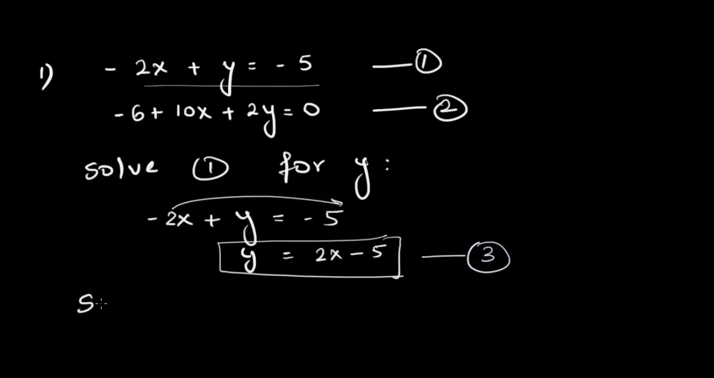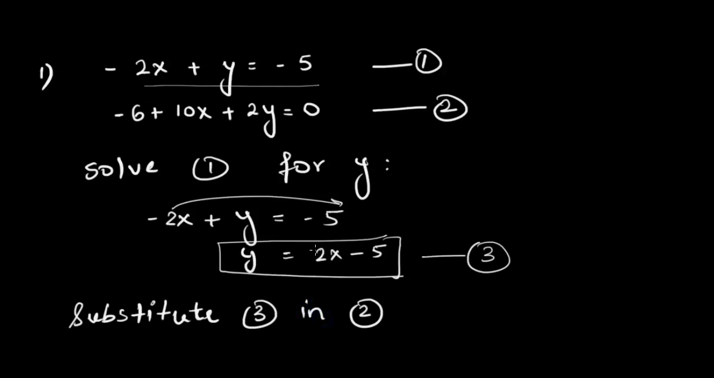Now the next step is to substitute equation 3 in equation 2. Make sure we do not make a mistake here. This equation 3 that we have obtained is from equation 1, so we cannot substitute it back in equation 1. We have to substitute it in the other equation, equation number 2. Wherever we see y in equation number 2, we will put this whole 2x minus 5. That is what is meant by substitution.